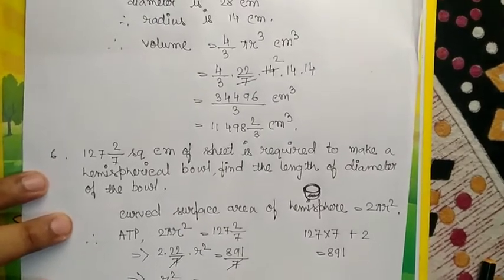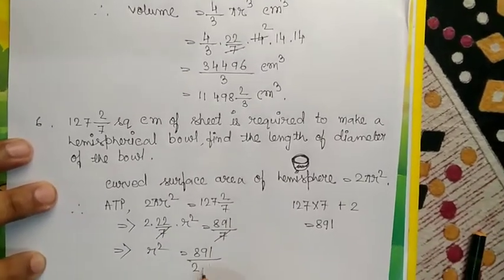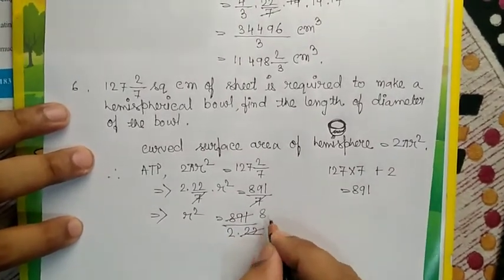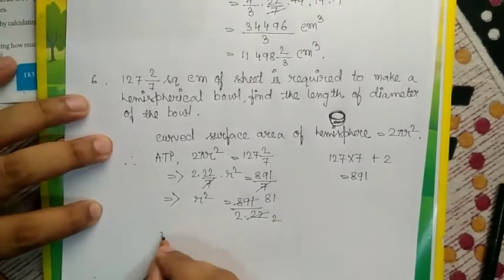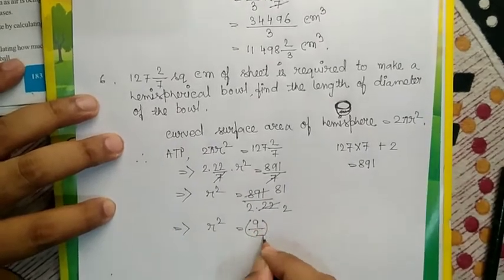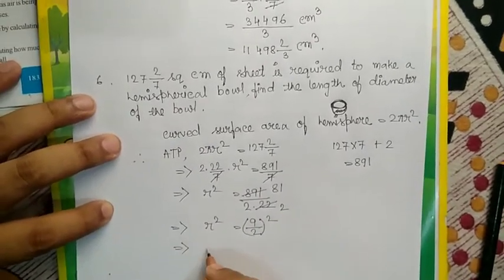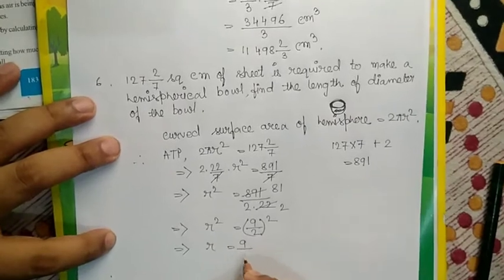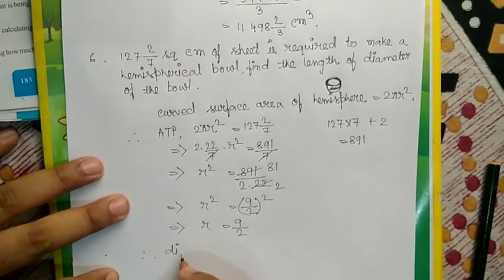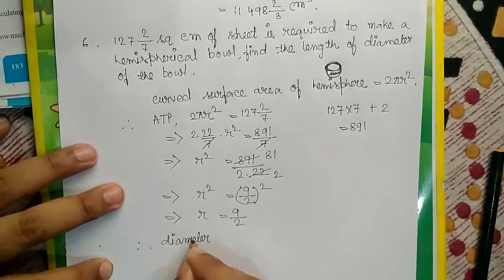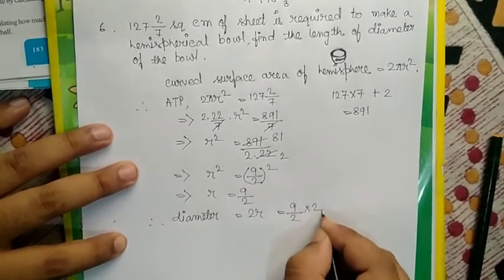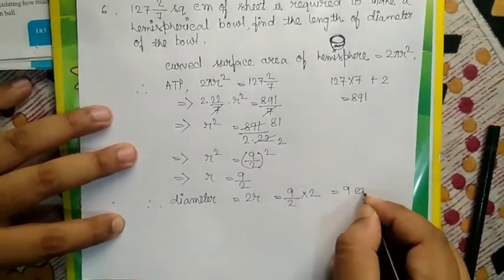r square equals 891 by 2 into 22, eliminating by 11, this is 81 and this is 2. So therefore r square equals 9 by 2 whole square. Therefore r equals 9 by 2. So therefore diameter equals 2r equals 9 by 2 into 2 equals 9 centimeters.